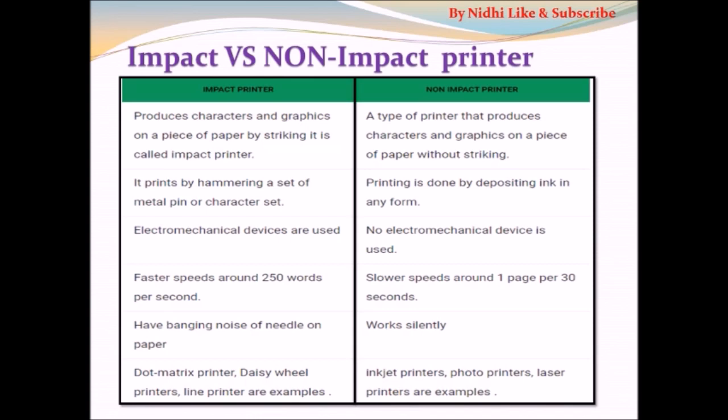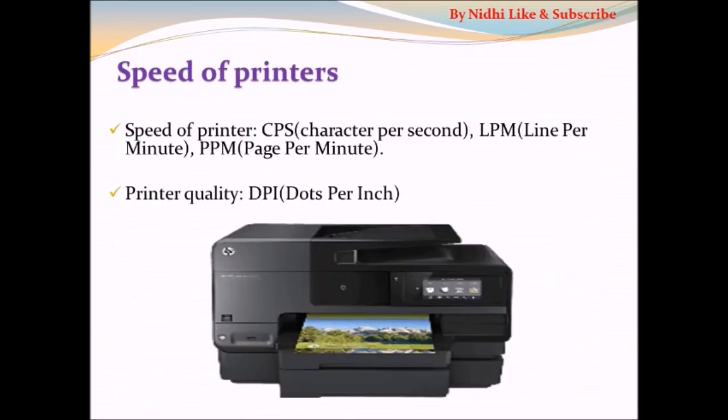Okay, now we will see the speed of printers. Speed of a printer can be measured in CPS, characters per second, or LPM, that is lines per minute, or PPM, that is pages per minute. And printer quality is measured in dots per inch, that is DPI is the unit of measuring printer quality.